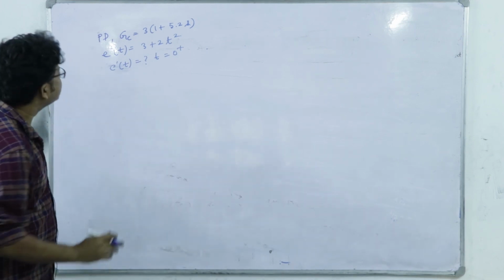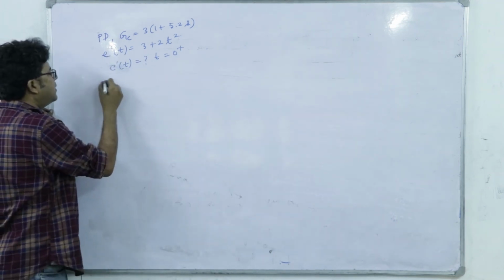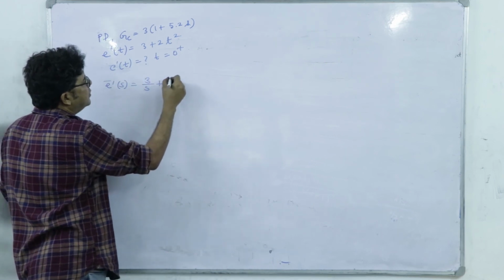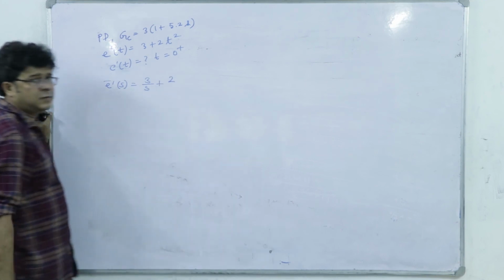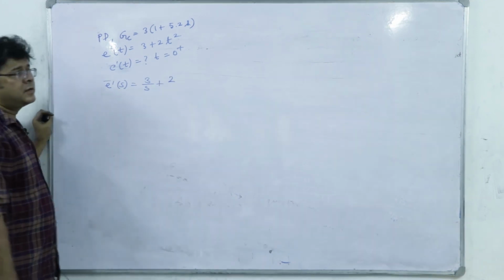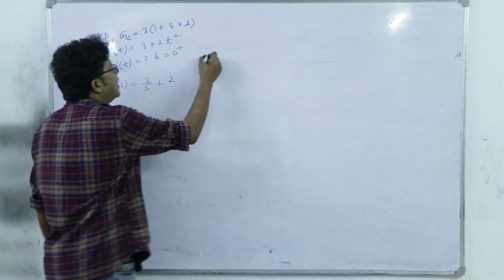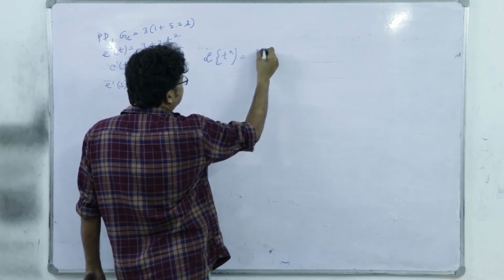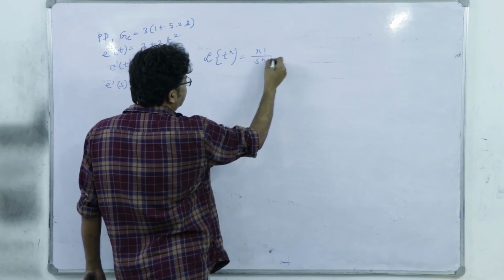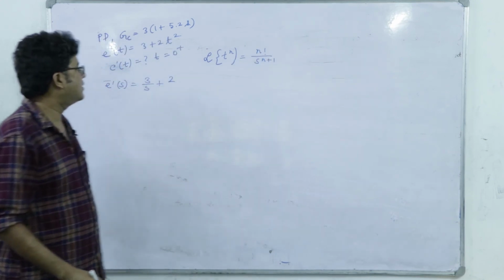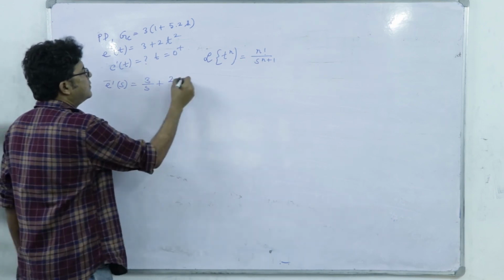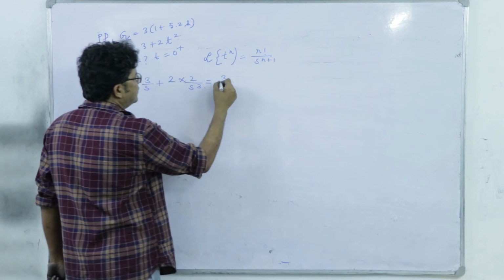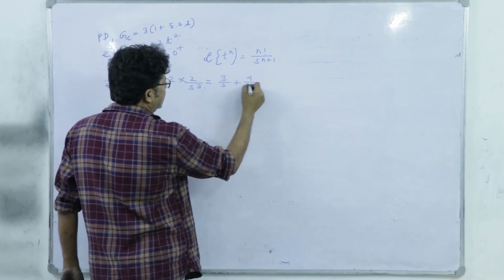Right. So E prime bar s is equal to 3 by s plus 2, then t square. So you see the Laplace transform of t to the power n is equal to n factorial divided by s to the power n plus 1. So here it is 2 divided by s cube. So it is 3 by s plus 4 by s cube.